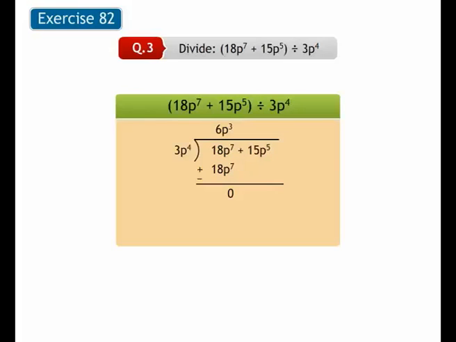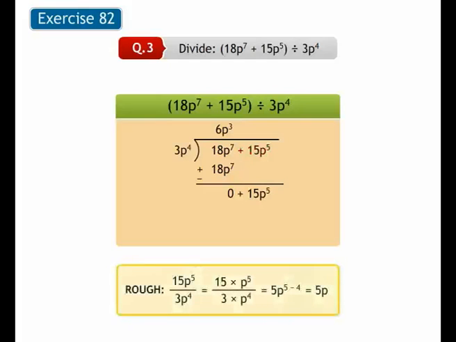Taking the second part of the dividend down for division, that is plus 15p raised to 5, now our dividend becomes 0 plus 15p raised to 5. Now we will divide plus 15p raised to 5 with 3p raised to 4, in numerator-denominator form. That is, plus 15p raised to 5 upon 3p raised to 4, which is 15 upon 3 into p raised to 5 upon p raised to 4. By reducing, we get 5 into p raised to 5 minus 4, which is equal to 5p raised to 1, which is equal to 5p, and that is the second part of our quotient.